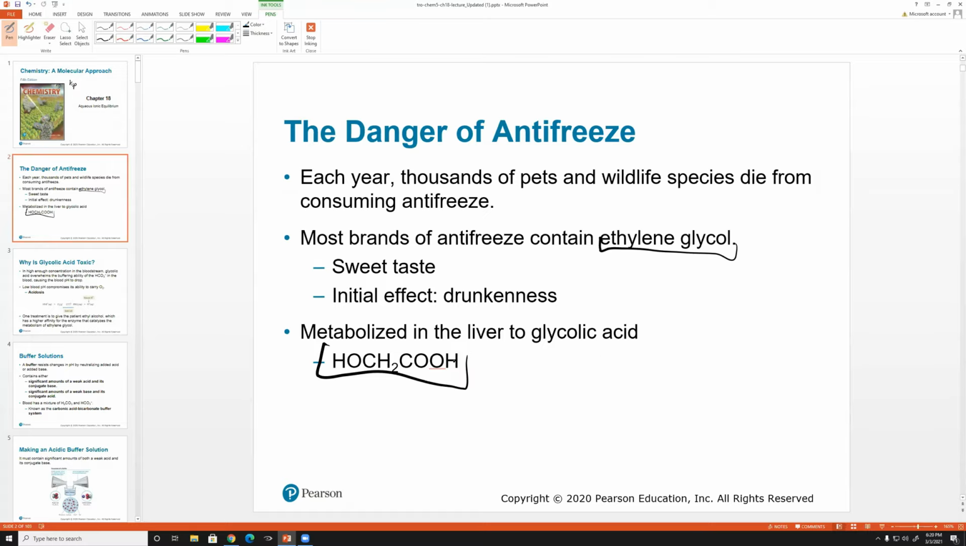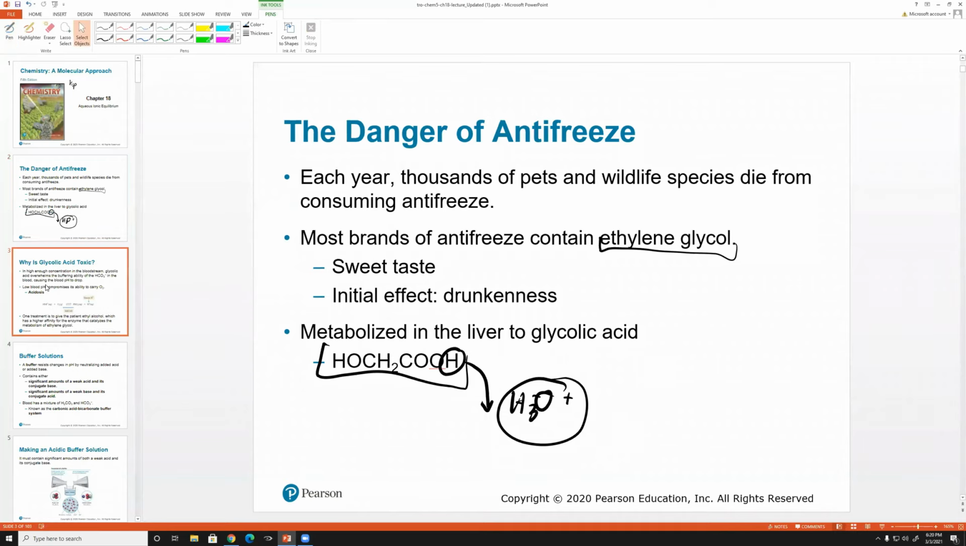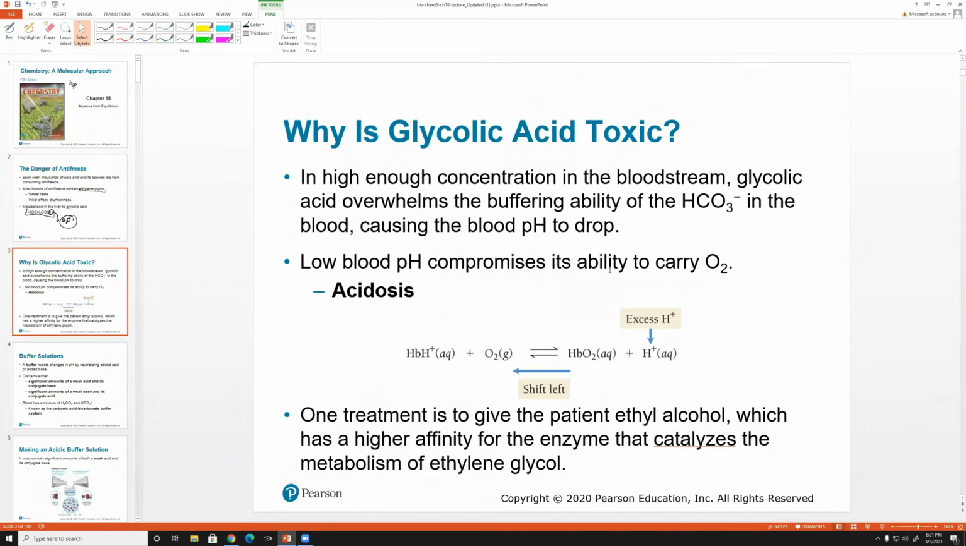Even though it's weak, you still have this hydrogen that would dissociate and become H3O plus in your blood. That's not good. We don't want too much acid or too much base in your blood, because that can cause an imbalance. You've heard of blood pH, and some people say drink alkaline water, just to regulate your blood pH level. But there's some science to that, because your blood pH level is held in balance by a buffer system called the carbonic acid bicarbonate buffer system.